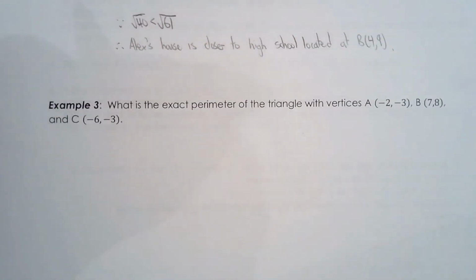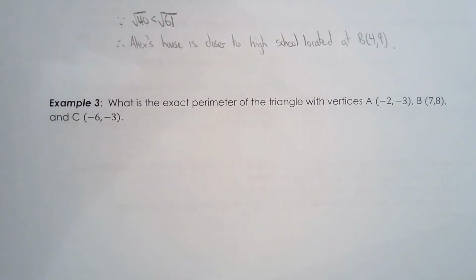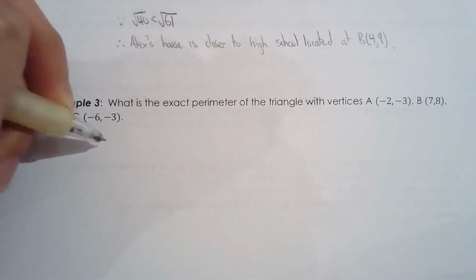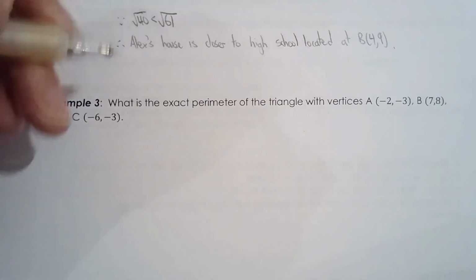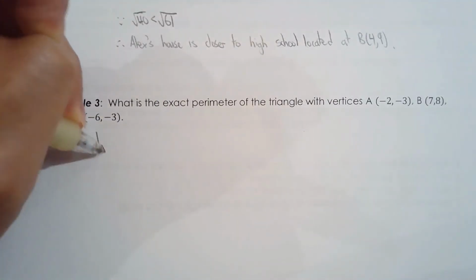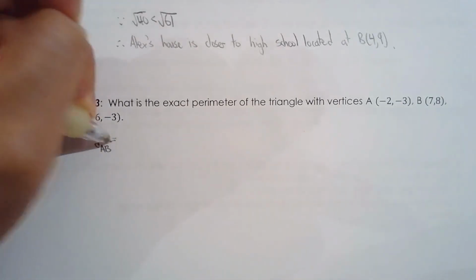We have a triangle here. What is the exact perimeter of the triangle with vertices A, B, and C? Okay. All right. So there's really no shortcut. We're just punching in. We're practicing our use of the length formula here. You have to find the length of AB, AC, and BC. Right.